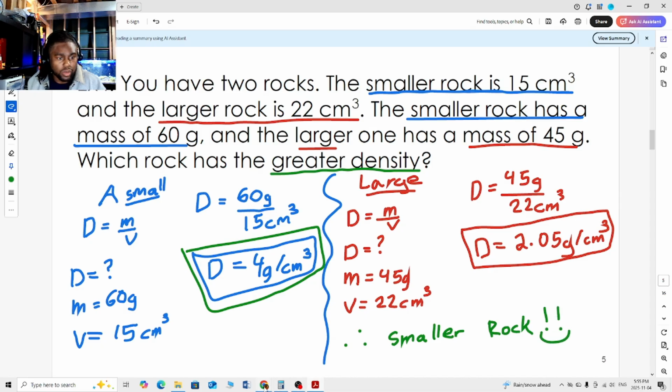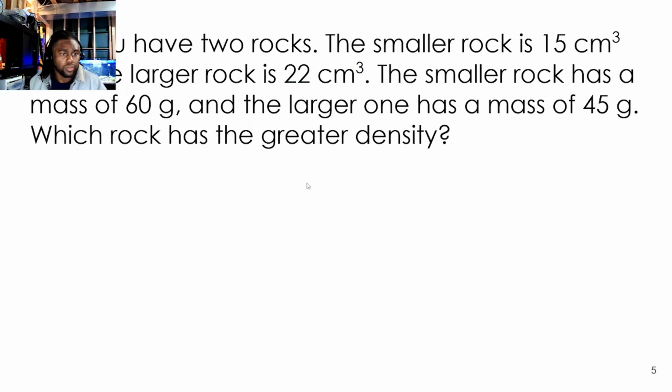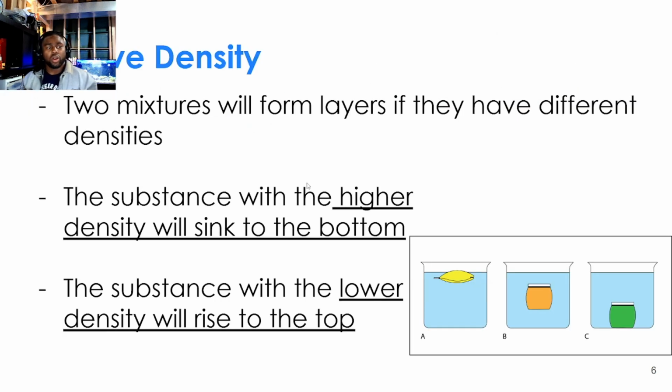Okay, let's go back. Relative density. Two mixtures will form layers if they have different densities. I've actually given you guys examples in Google Classroom with the marble experiment, and you can see that there are potentially different layers. You'll have a water layer, an oil layer, an isopropanol or rubbing alcohol layer, a dish soap layer, a syrup layer.